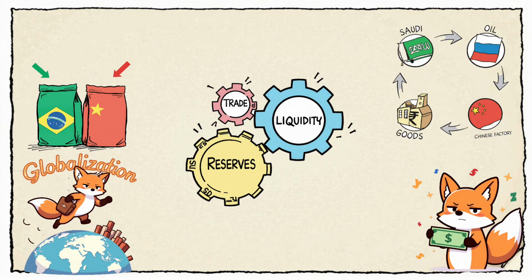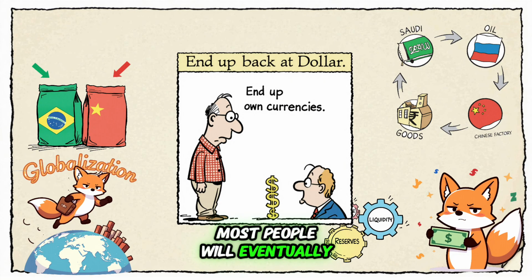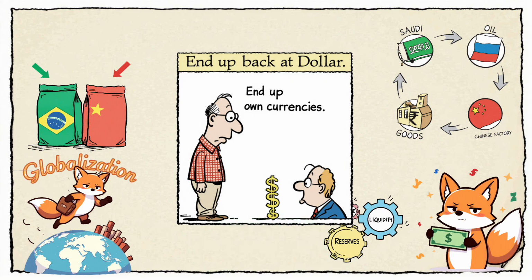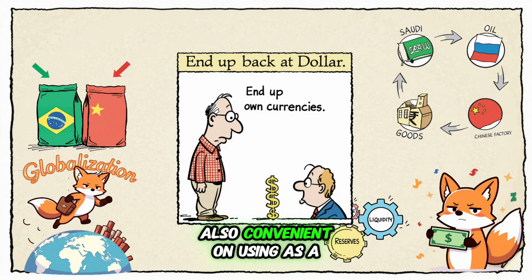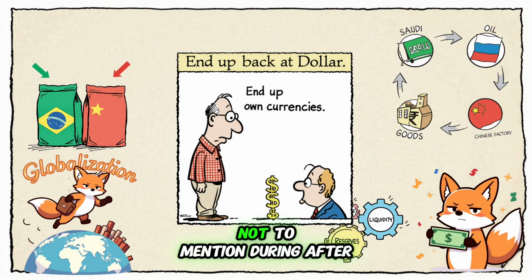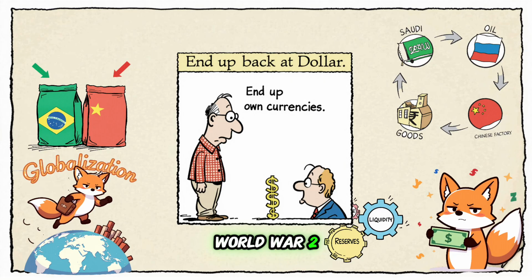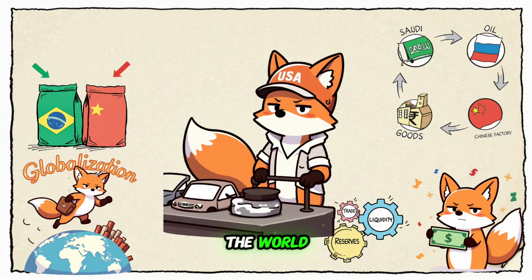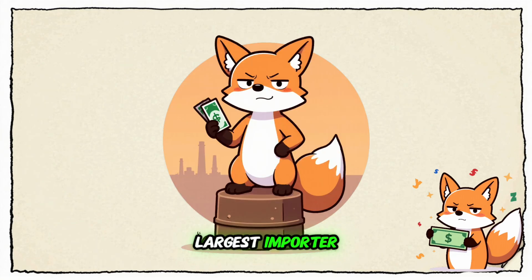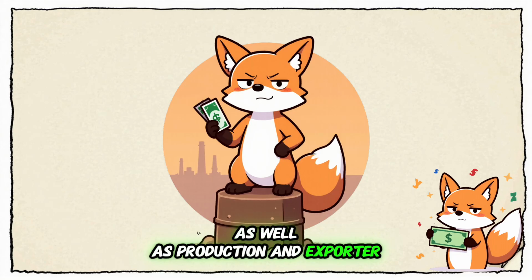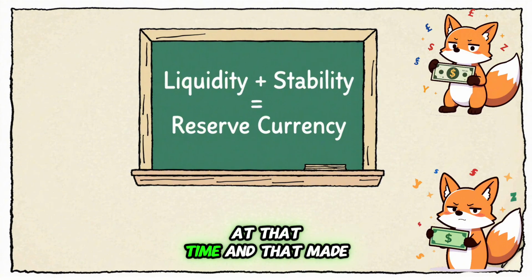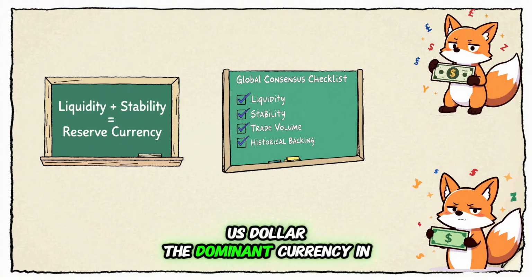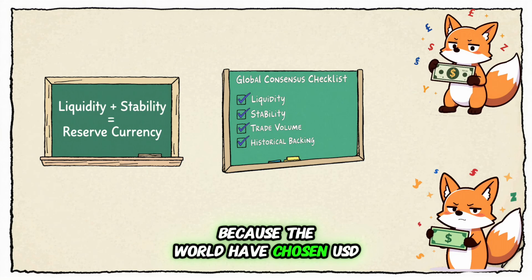But after a few loops, maybe in just a year or two, most people eventually go back to the currency with the largest pool, the one with the highest liquidity and stability, the USD, to secure the asset. It is also convenient to use as a base currency to exchange for other goods, as well as accessible to other currencies. Not to mention, after World War II, the US was the largest manufacturer in the world, like today's China. The US was the largest importer as well as producer and exporter. Holding dollars had more benefits than holding other currencies in the longer term at that time, and that made the US dollar the dominant currency in the world, because the world had chosen the USD.